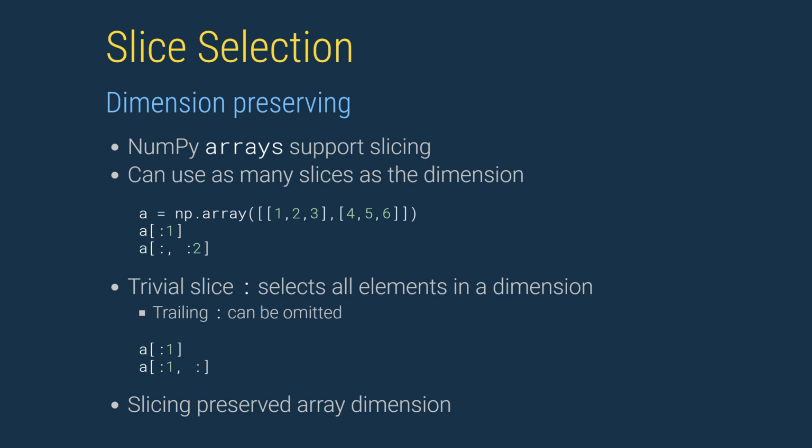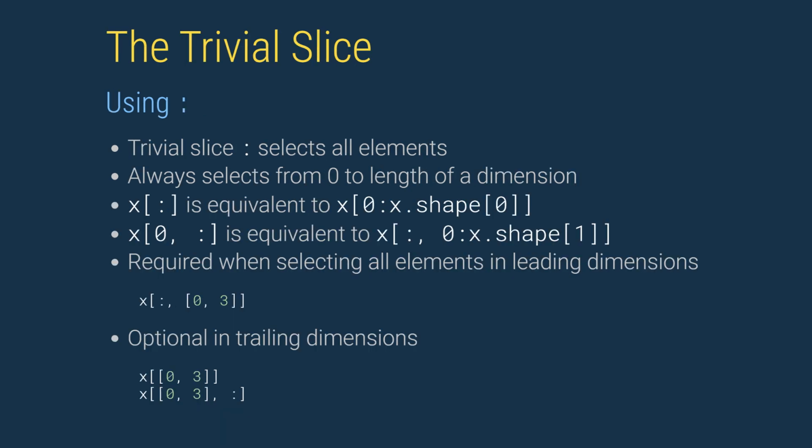Slices can be used to select elements in NumPy arrays, much like they are used in lists. The key difference is that all dimensions can be simultaneously selected. For example, in a two-dimensional array, it is possible to slice only the first or to slice both the first and the second dimensions. Slice selection always preserves dimension. The trivial slice, a colon, is used to select all elements in a dimension. It is equivalent to a slice from 0 to the number of elements in the dimension. It is required when selecting all elements in a leading dimension, although it is optional in trailing dimensions.